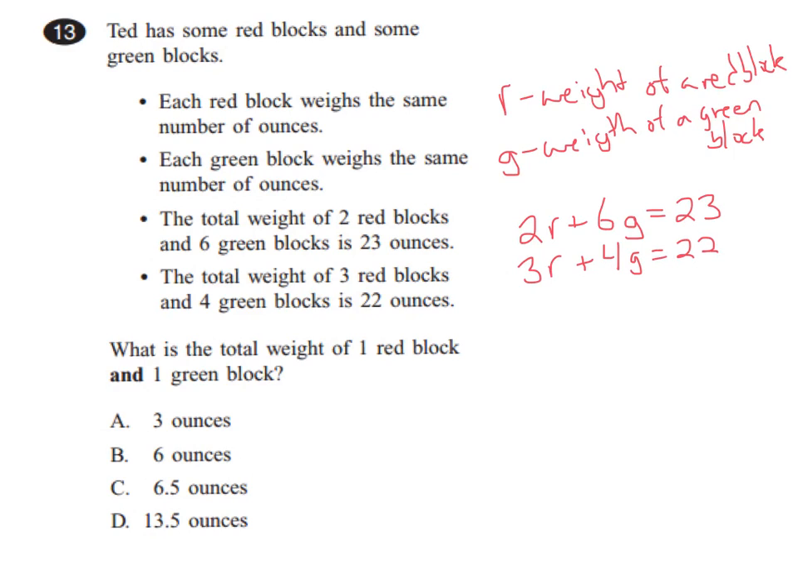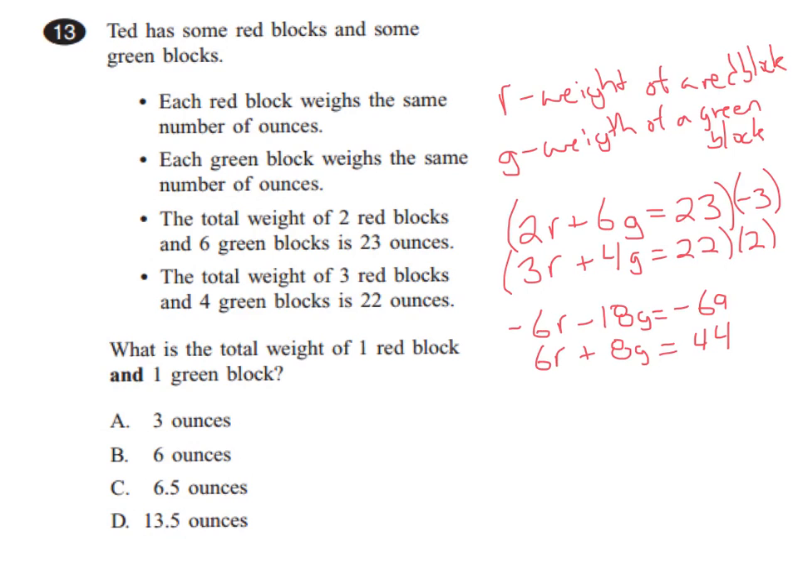So at this point, combining the equations isn't going to help us, because none of the variables are going to be eliminated. But if we were to multiply the top equation by negative 3 and the bottom equation by 2, and you'll see why in a second. So the top equation becomes negative 6r minus 18g is equal to negative 69, and the bottom equation becomes 6r plus 8g is equal to 44.